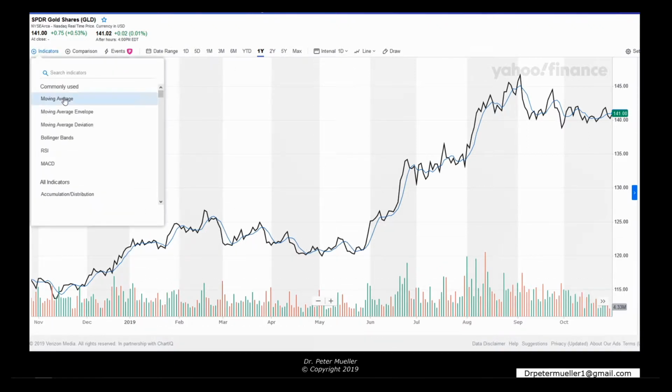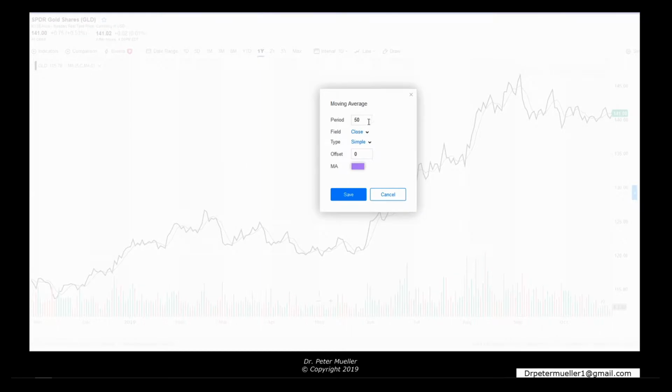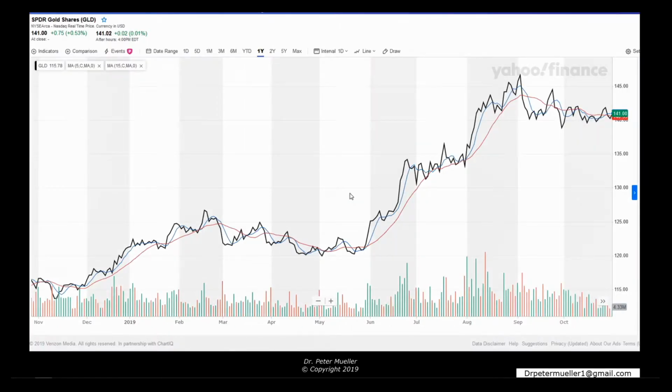Now let's build another one and let's have a look if we triple it to a 15-day moving average. And 15 days would be 3 trading weeks. And let's have a look, and we see we have a much smoother curve here, but the distance between that red line and the actual trading changes a little bit.